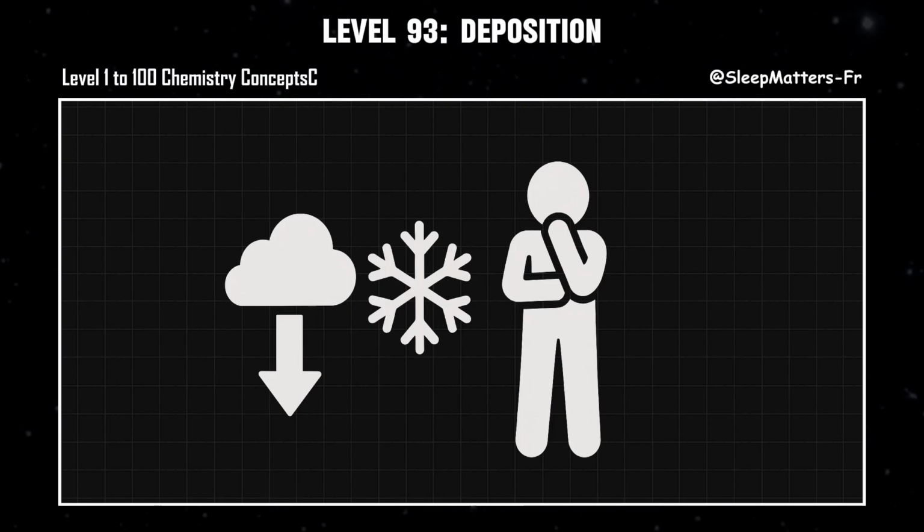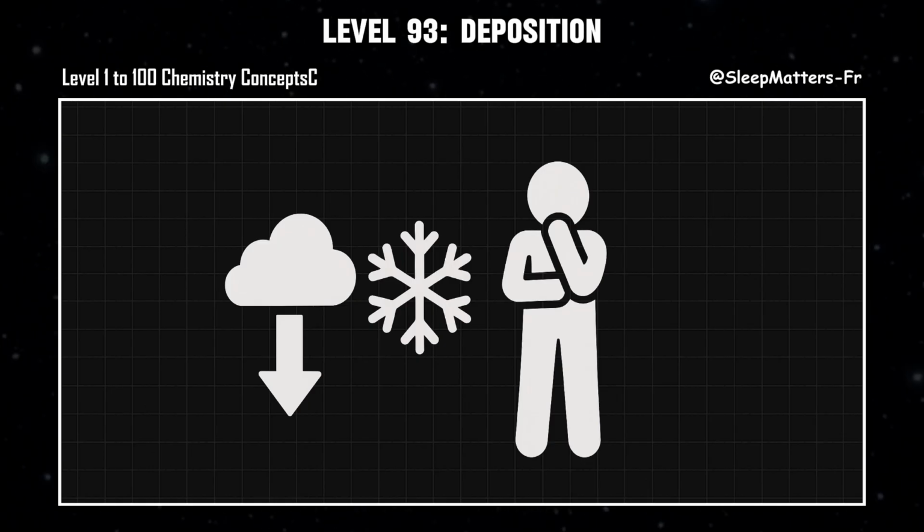Deposition happens when gas particles lose so much energy that they do not have the power to become a liquid. They lock together as a solid instead. You see this in the winter when frost appears on cold surfaces. Water vapor in the air turns directly into ice crystals without ever becoming water. This is deposition. It is the opposite of sublimation, where a solid turns directly into a gas.